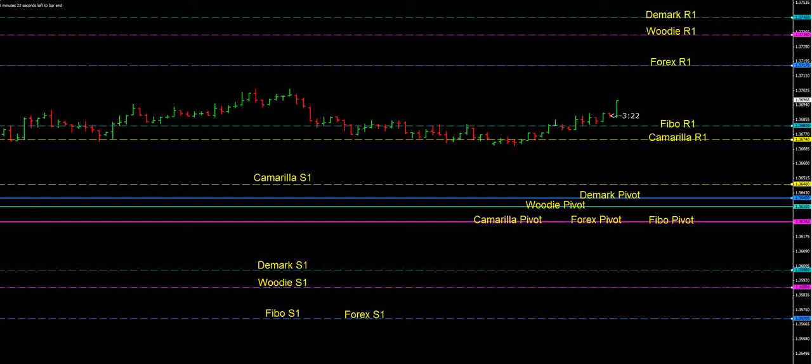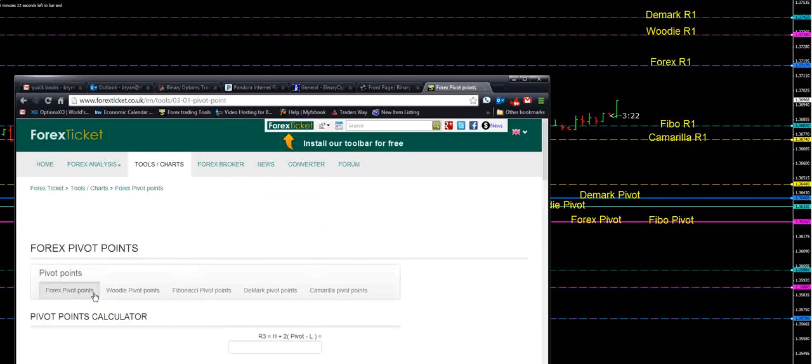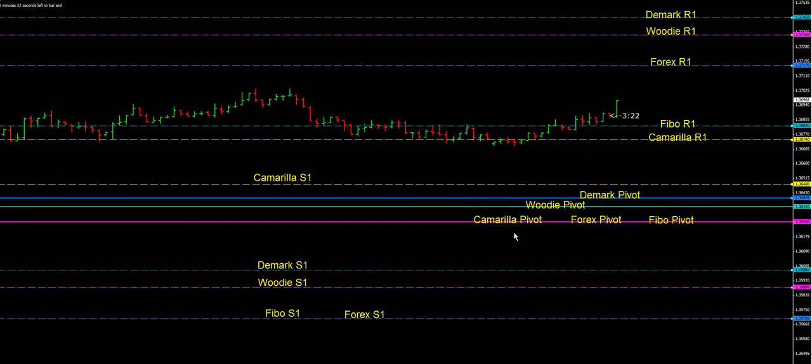But as you can see on the screen, there's 5 different pivot points, I'd say the most common ones people use. If we look, there's Forex pivot points, Woody pivot points, Fibonacci, DeMark, and Camarilla. So I plotted each one on here so you can see the difference in how they are. They all start off pretty close together, but if you look as we plot them out, the resist and the support, they then start to vary.